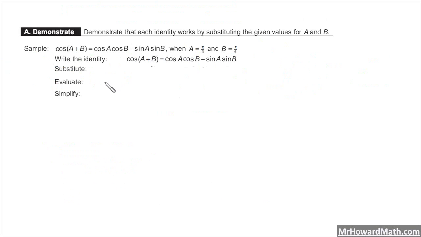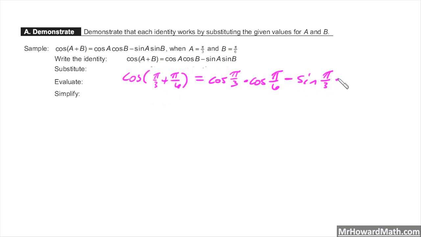All right, now let's apply one of these. It says demonstrate that each identity works by substituting the given values for a and b. We're going to be using the cosine sum identity here, and they tell us that a is pi over 3 and b is pi over 6. Obviously these are in radians. We're going to substitute in the values. First of all, we write the identity out like this and substitute it in. So cosine of a, which is pi over 3, plus b, which is pi over 6, will be equal to cosine of pi over 3 times cosine of pi over 6, minus sine of pi over 3 times sine of pi over 6.